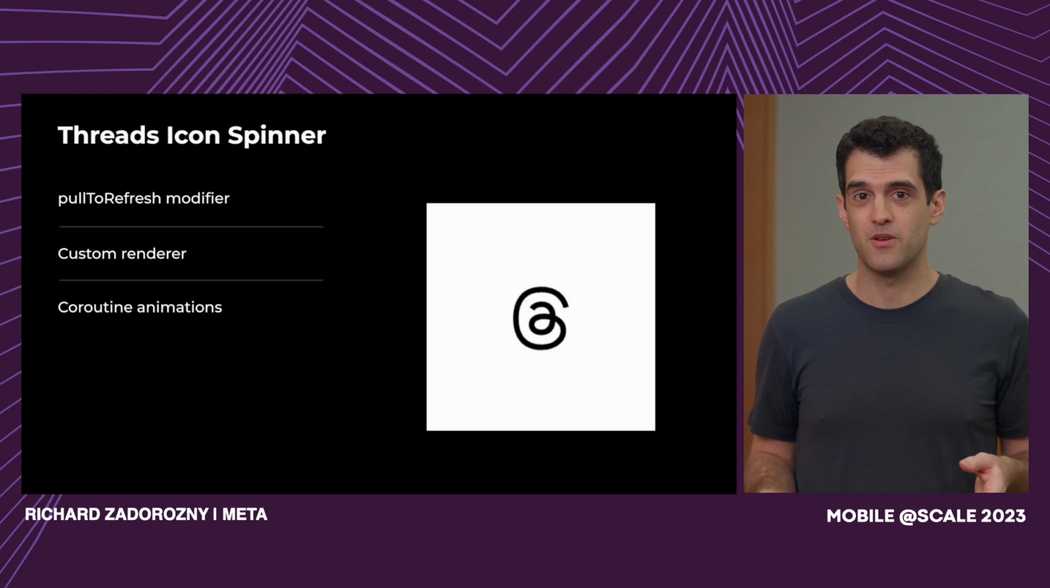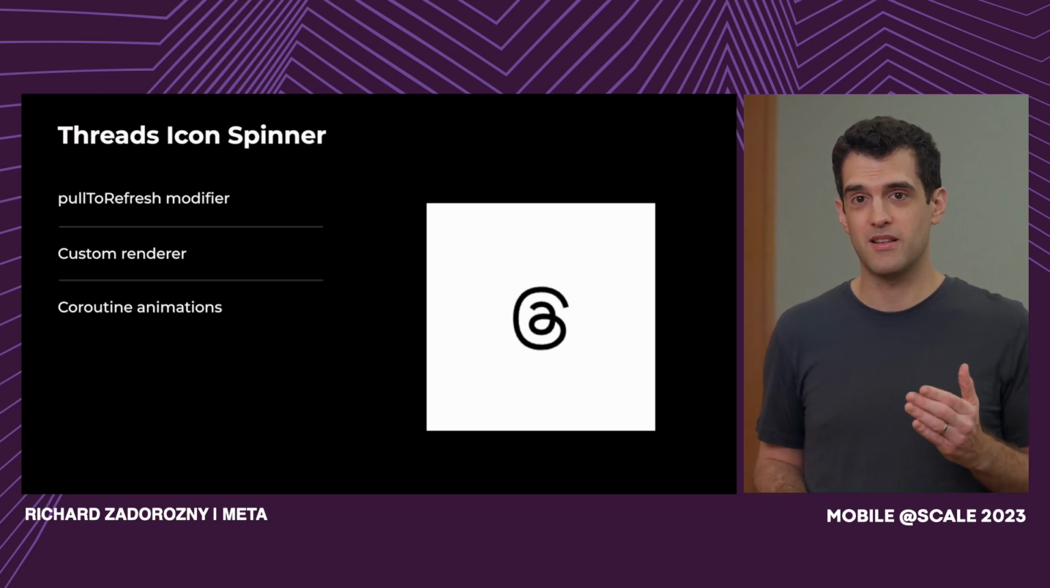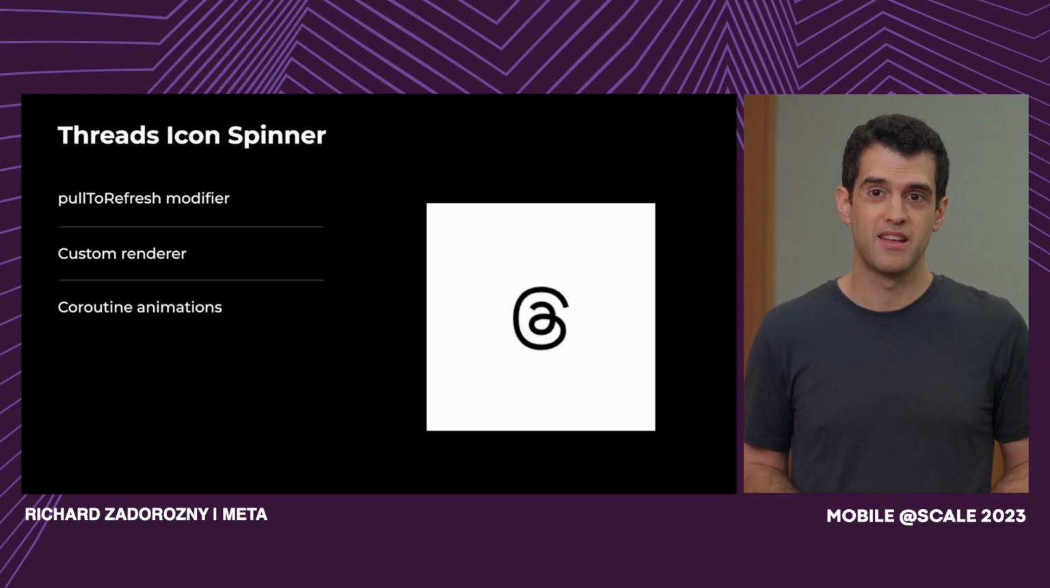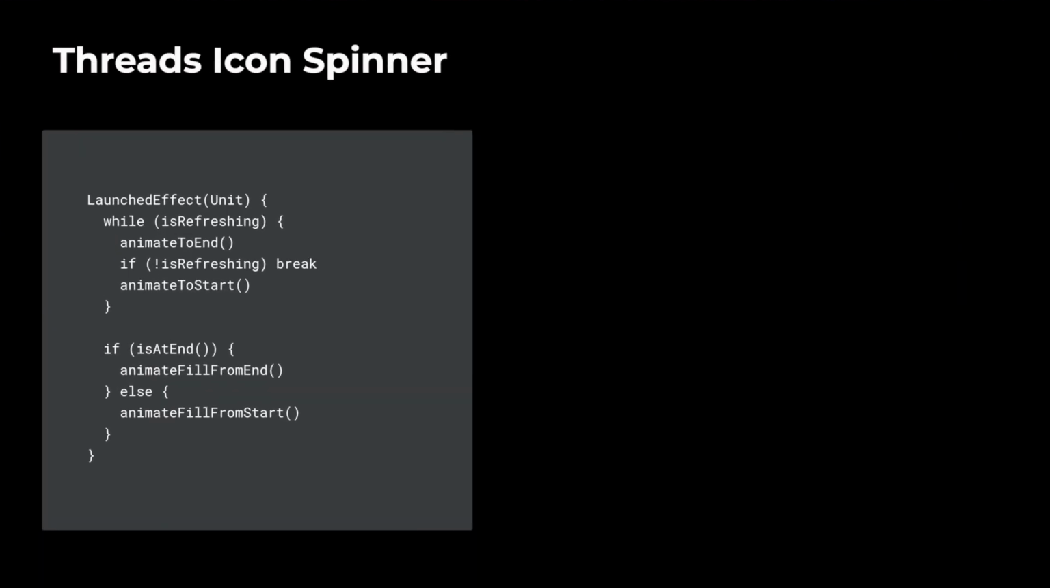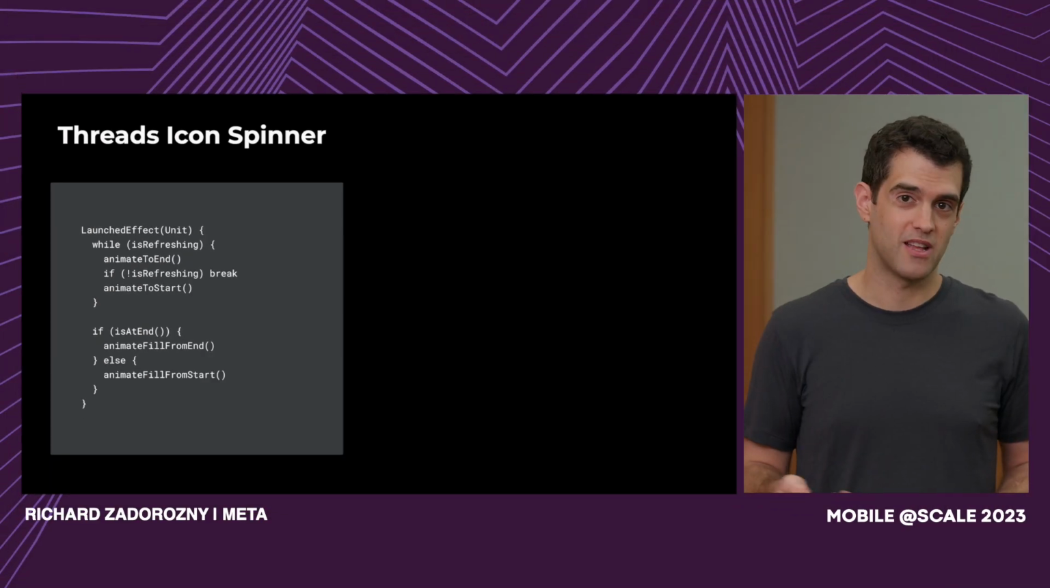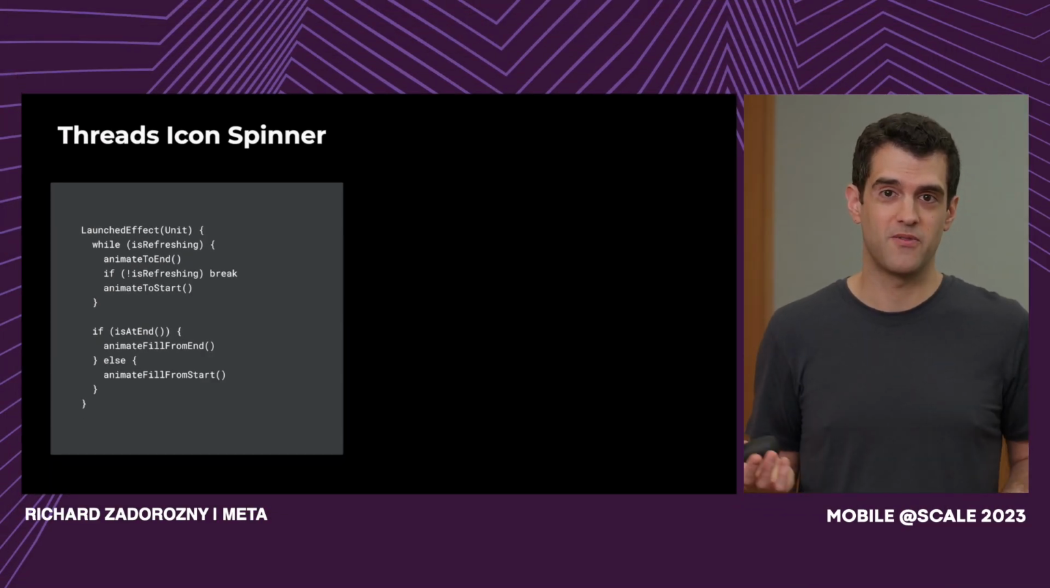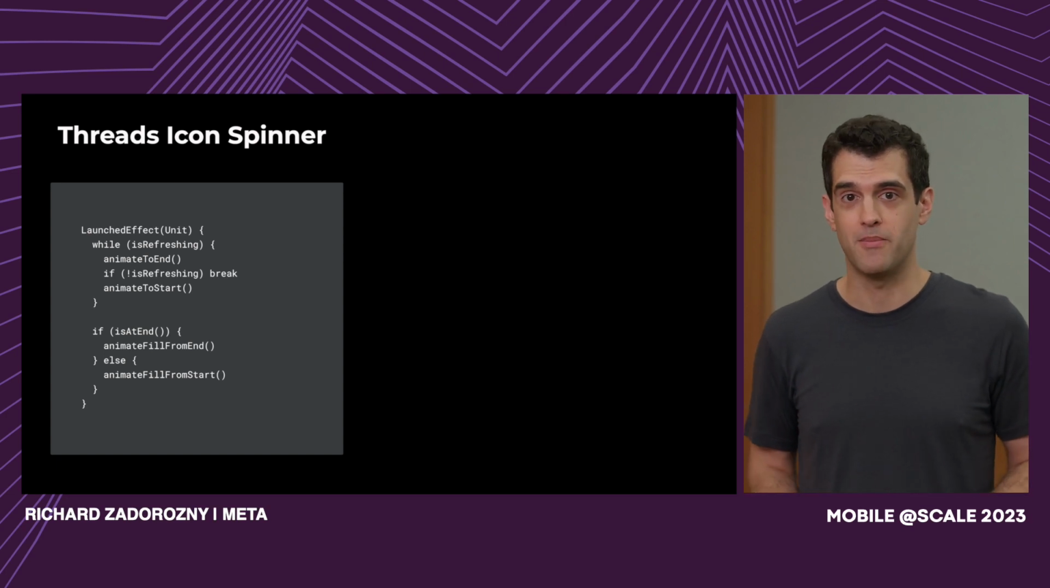The other nice thing was with Compose's coroutine-based animation API, it was really easy to build this sequential animation for the spinner. So I can show you a little bit about how you can think about it. You can imagine this with a LaunchedEffect, which happens whenever you start refreshing the feed. It's just a simple loop. While you're refreshing, animate to the end, animate back to the beginning, and keep going until the refresh is done. And then once that loop is finished, you can just animate, fill the rest of the way from whichever side you ended up on.